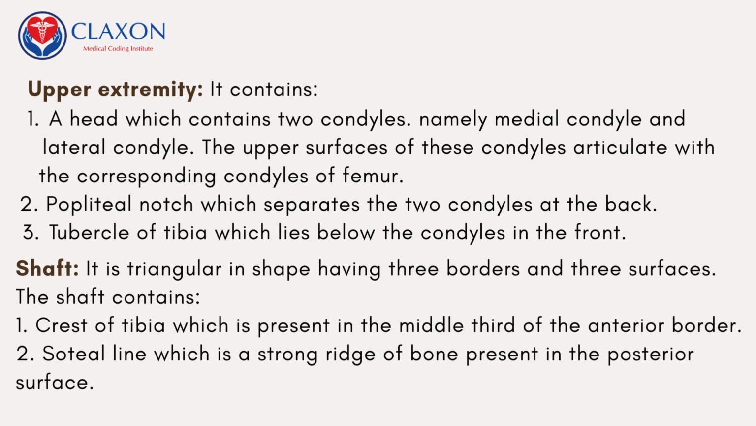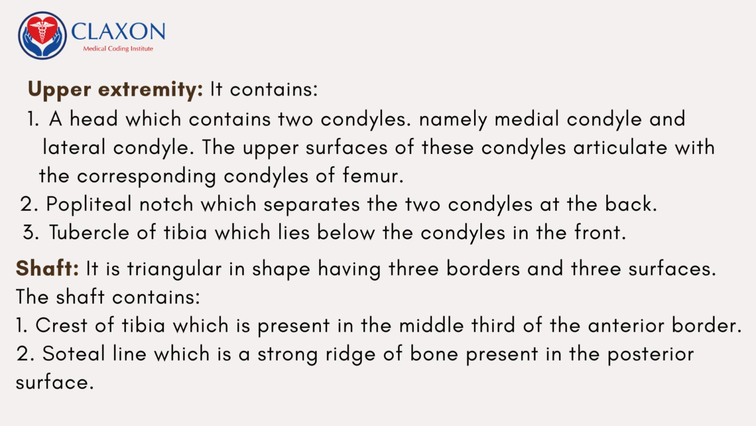Upper extremity. It contains 1. A head, which contains 2 condyles, namely medial condyle and lateral condyle. The upper surfaces of these condyles articulate with the corresponding condyles of femur. 2. Popliteal notch, which separates the 2 condyles at the back. 3. Tubercle of tibia, which lies below the condyles in the front.